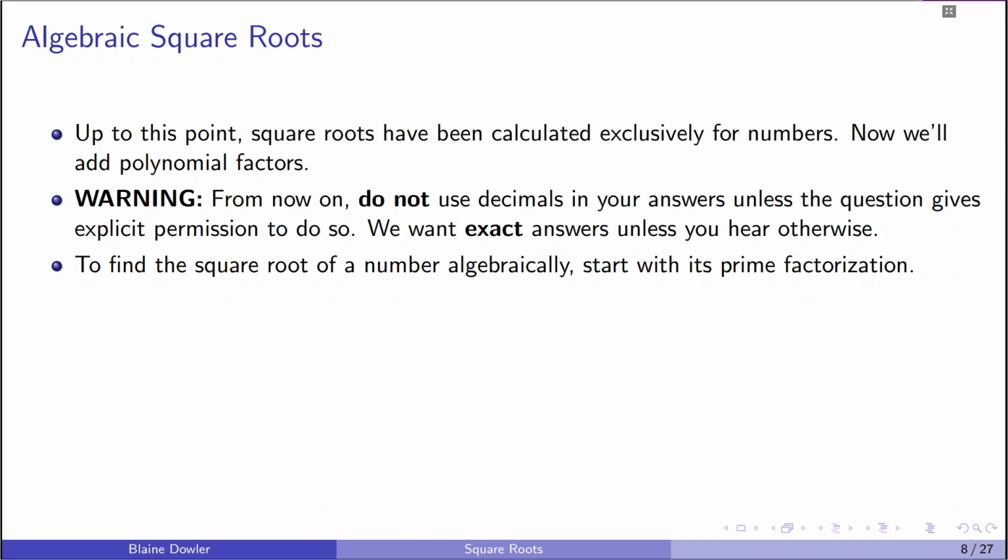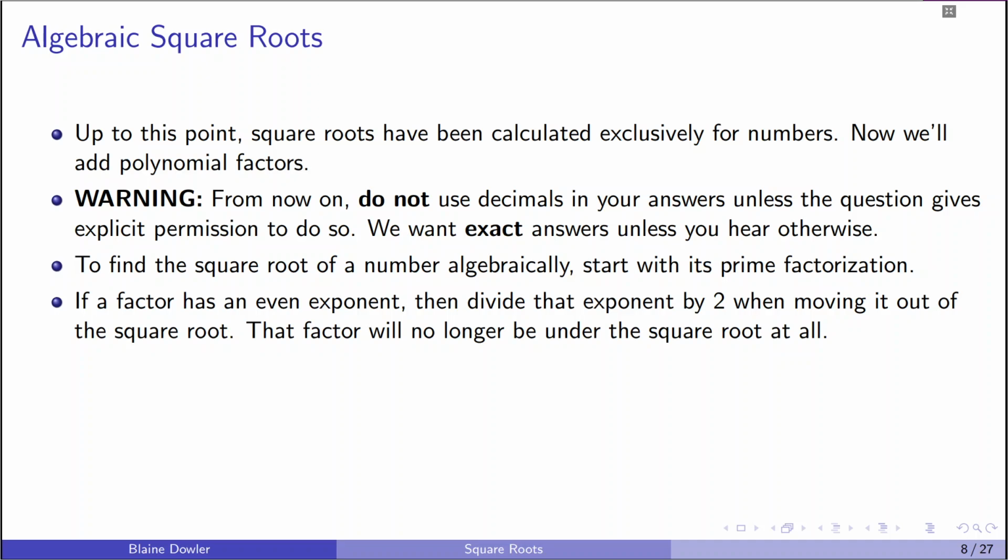So you have to find the square roots of imperfect squares algebraically. Start with their prime factorizations. If a factor has an even exponent, you just divide that exponent by 2 when you take it out of the square root. And that factor will no longer be under the square root at all. So if you have, say, 5 to the 6 inside the square root, you'd have 5 to the 3 outside the square root.